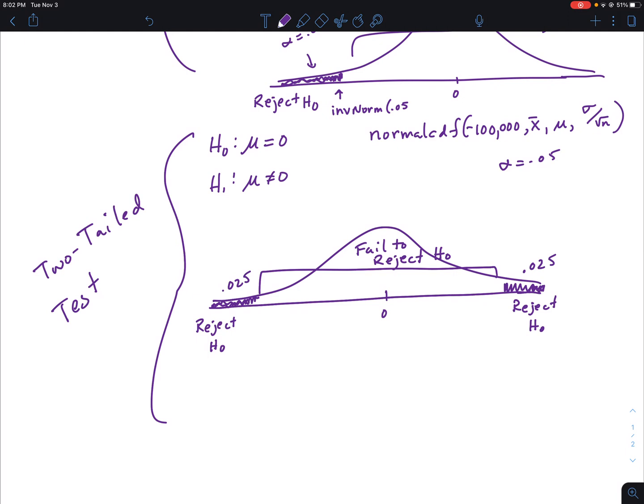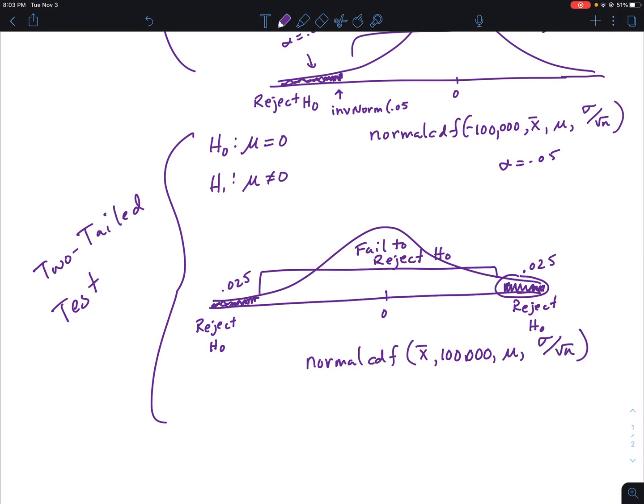So now the way we're going to calculate our normal CDF, it doesn't matter which one you do, because remember this normal curve is symmetric, but we just have to decide to do either the upper or the lower. So it's up to you, whichever way you prefer. I'm just going to do the upper part. I'm going to calculate this part here. So that means I'm going to do normal CDF, my sample mean, comma 100,000, comma my mu, comma my sigma over square root of n.